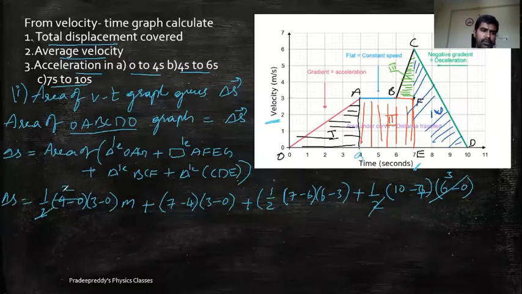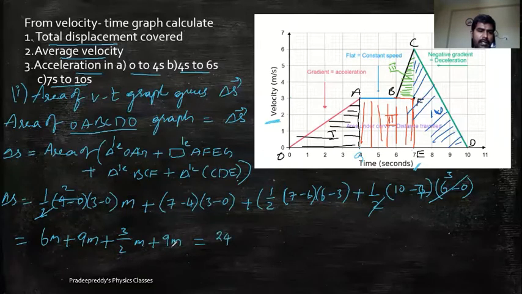This is equal to 2 times 3 meter, plus 7 minus 4 is 3, 3 3s are 9 meter, plus 7 minus 6 is 1, and 6 minus 3 is 3, so 3 by 2 meter, plus last, 10 minus 7 is 3, and 3 3s are 9 meter. This is equal to 9 9 18 24. Is it not 9 9 18? Did I make a mistake anywhere? Here it is 3 3s are 9, and 7 minus 4.